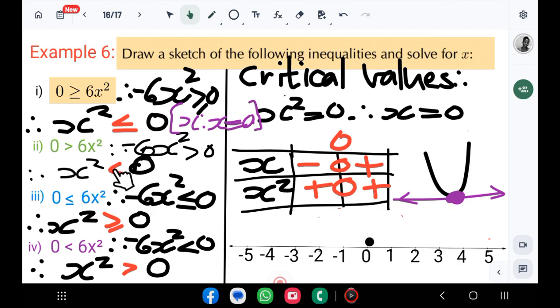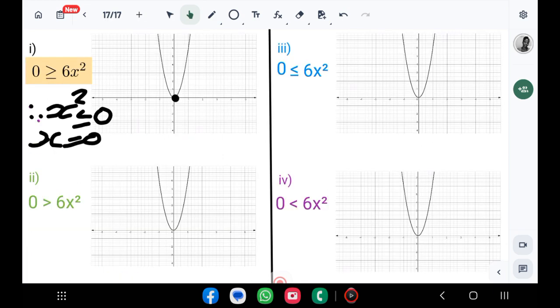Here, the scenario is such that we're looking for where x squared, the graph, is negative. There is no point where the graph is negative. 0 is not included in this case. So at the end of the day, there is not even a single one that meets the condition. There is no way it is negative, and not even equal to 0. So on this one, there is nothing that you can use to indicate. There is no point where it is applicable. So you just leave it like that.